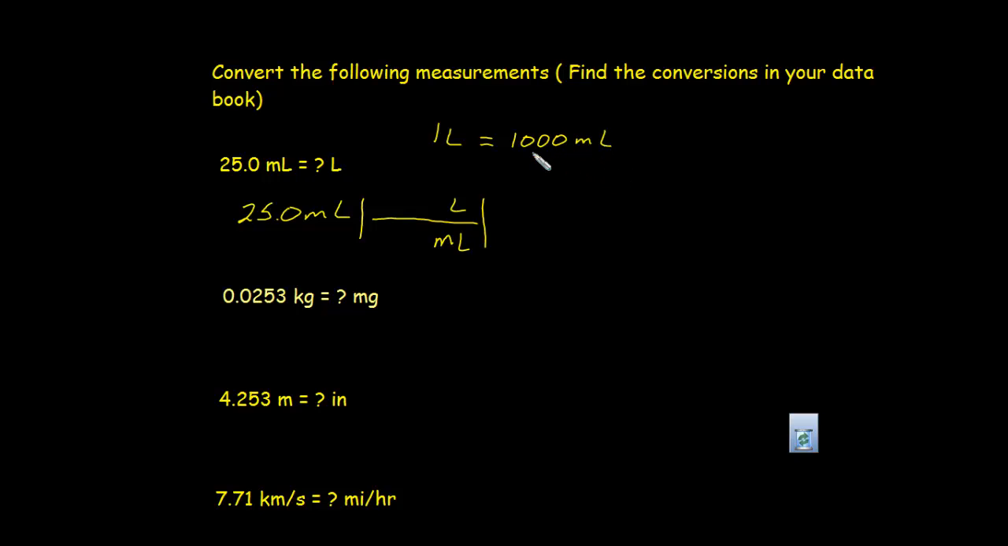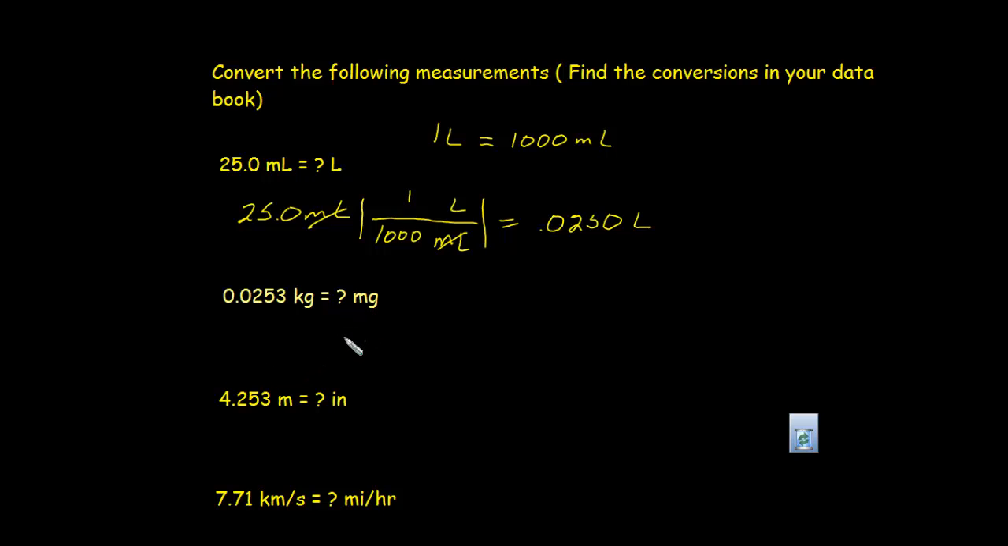So what I'm going to do is attach the number to the right unit. So 1 liter equals 1,000 milliliters. So the milliliters divide out, and they leave us with 25 divided by 1,000, which comes out to be 0.0250 liters.